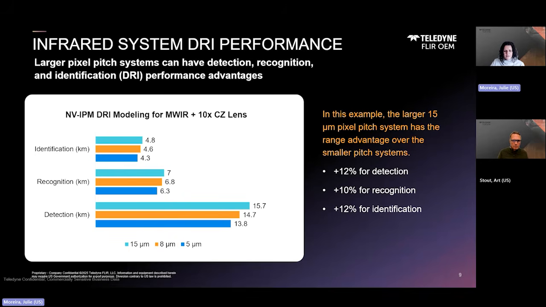So the distances at which there's a 50% probability of achieving the task for the V50 measured task difficulties, in this example, 2 for detection, 9 for recognition, and 13 for identification, were used. The model data indicates that the 5 micron pixel pitch has a modest range advantage on the order of 10% for the comparable 8 micron and 5 micron pitch systems.